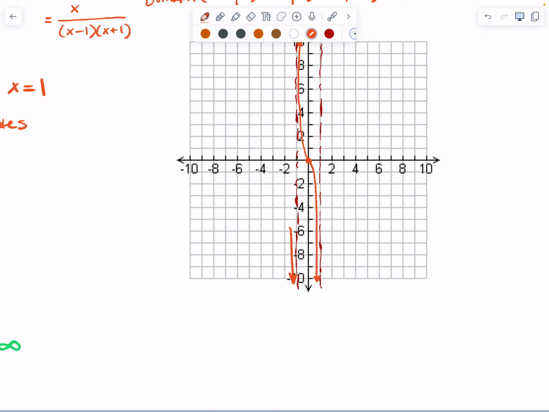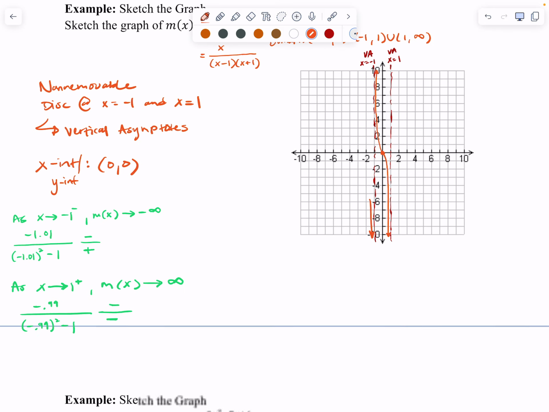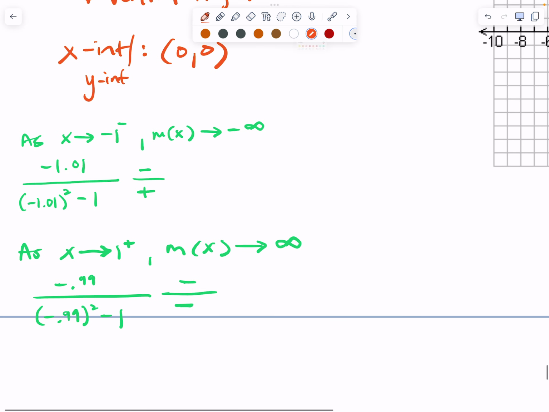Zach, what was your question? Wait, you said like to the right of 1. Do you mean from the right of -1? Didn't I say to the right of -1? Oh, I thought you wrote 1. Yeah. I was just making sure you're paying attention. Okay. Good job. Caught that. Totally meant for that to happen.